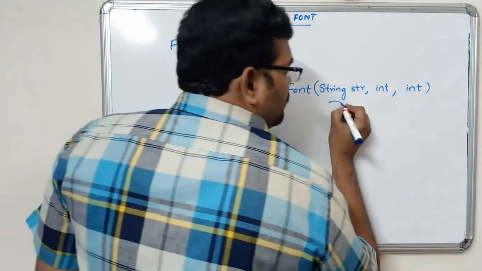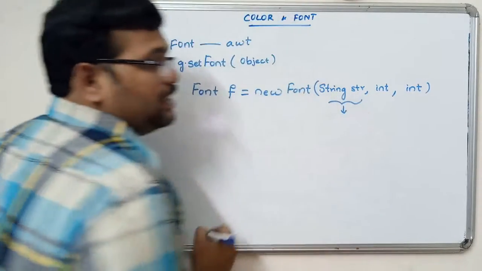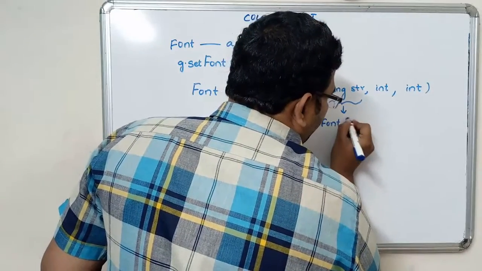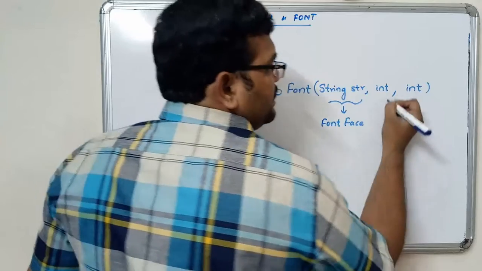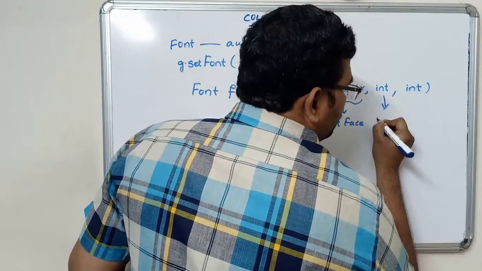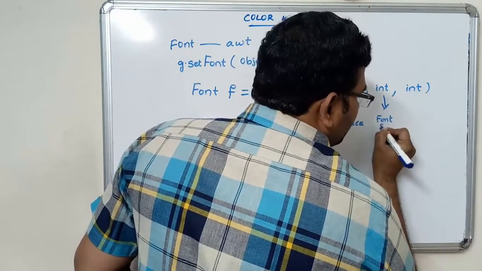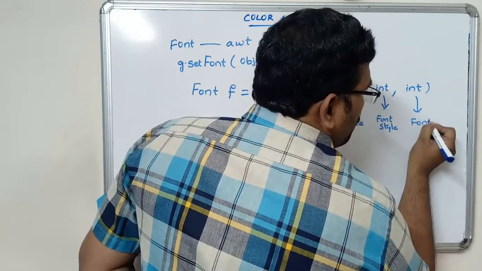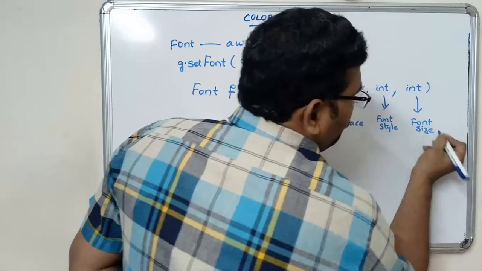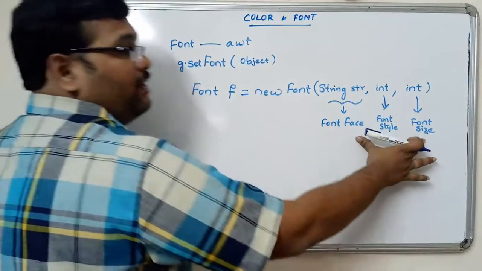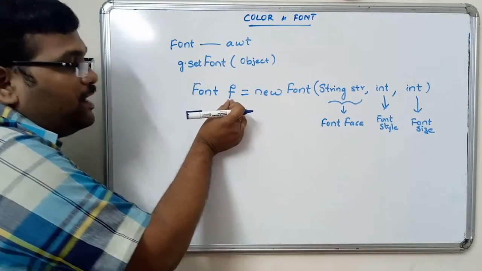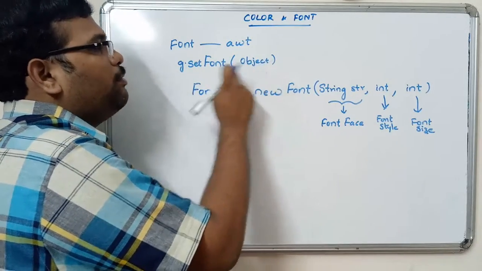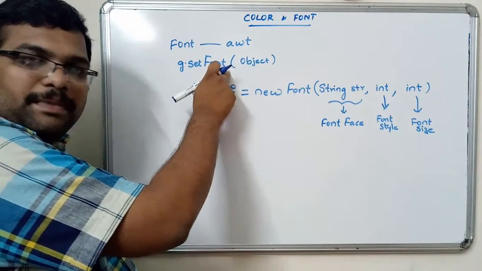This one gives the font face. This one gives the font style. This one gives the font size. So all these three will be set to f. Automatically, once f is created, this f can be passed as an argument to the setFont method.